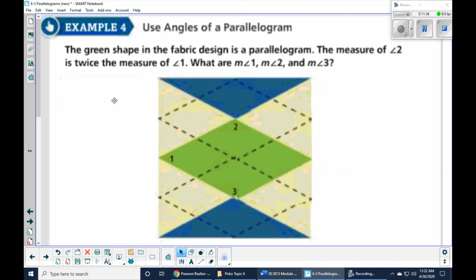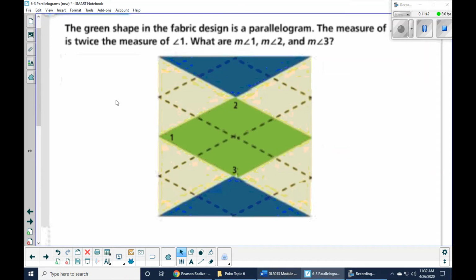Okay, so inside of here, it says the green shape is a parallelogram. The measure of angle 2 is twice the measure of angle 1. So what are the measures of angle 1, angle 2, and angle 3? This is a very similar problem to what we did before. It says angle 2 is twice the measure of angle 1. So I'm going to do 2x here and an x here.